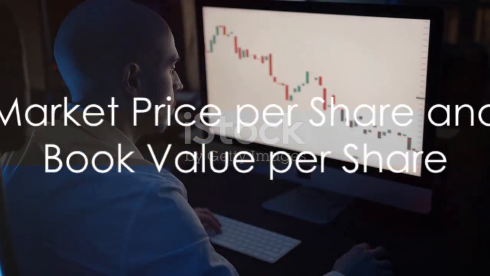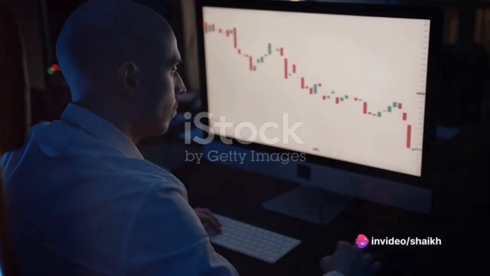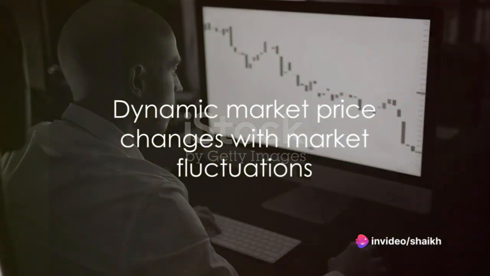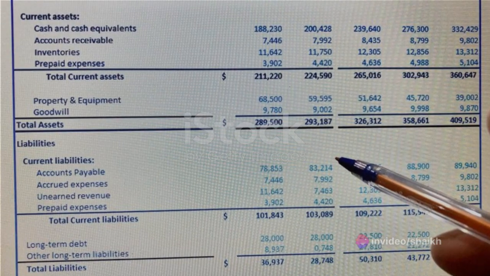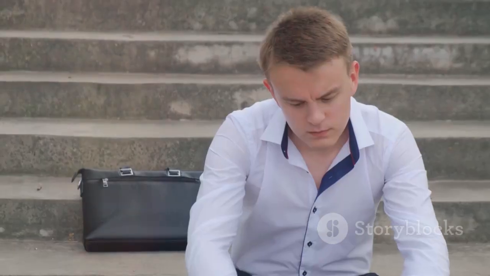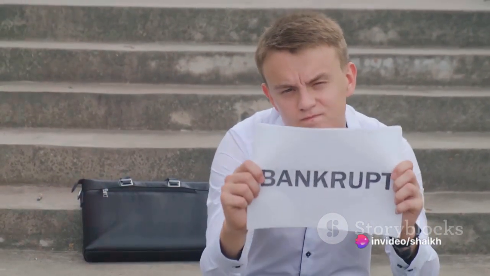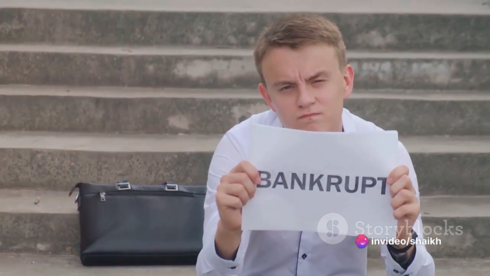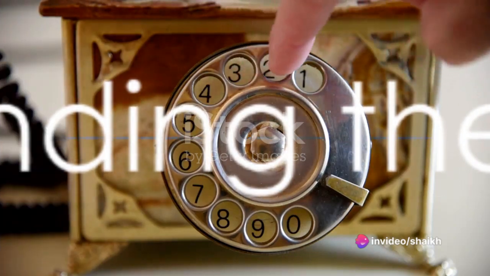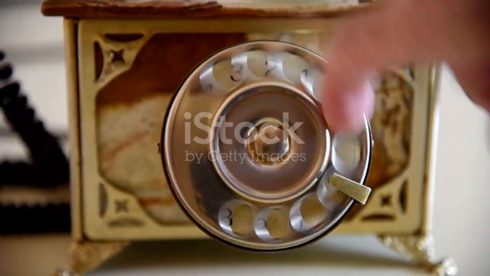The market price per share is the current price at which the stock is selling on the market. It's a dynamic figure, changing as the market fluctuates. The book value per share, on the other hand, is a more stable figure. It represents the total value of the company's assets that shareholders would theoretically receive if a company were liquidated. Understanding the PB ratio is like having a secret decoder ring to the stock market.